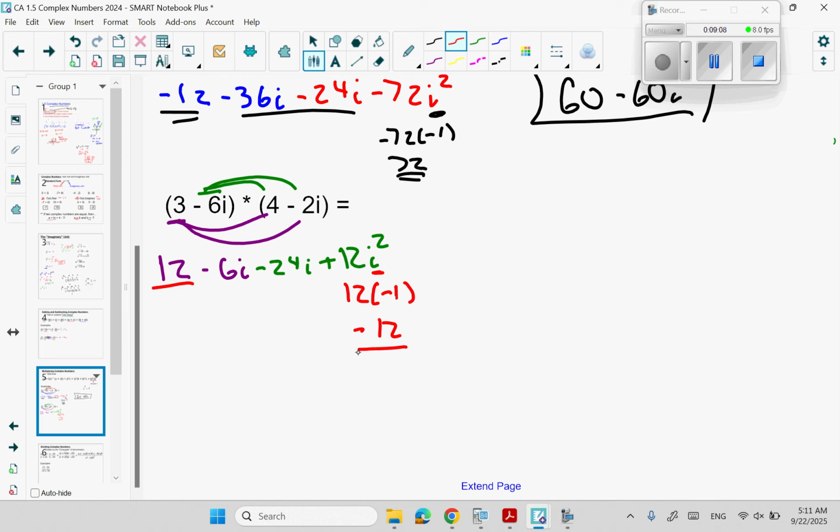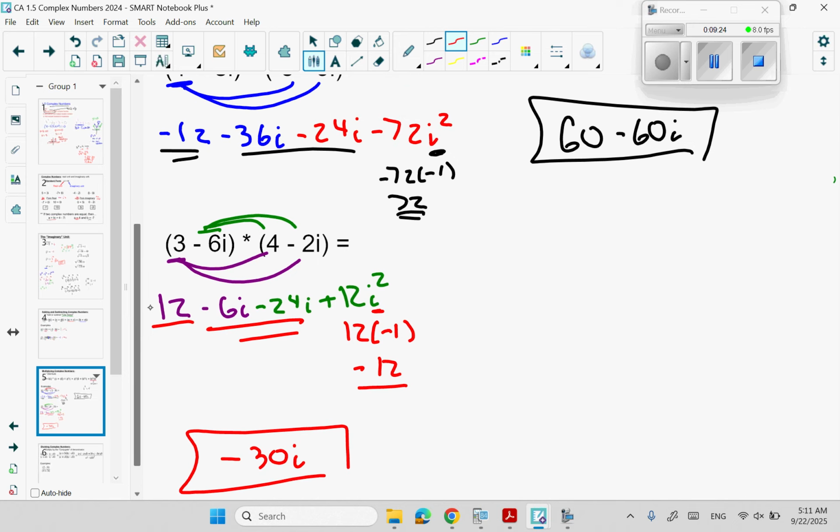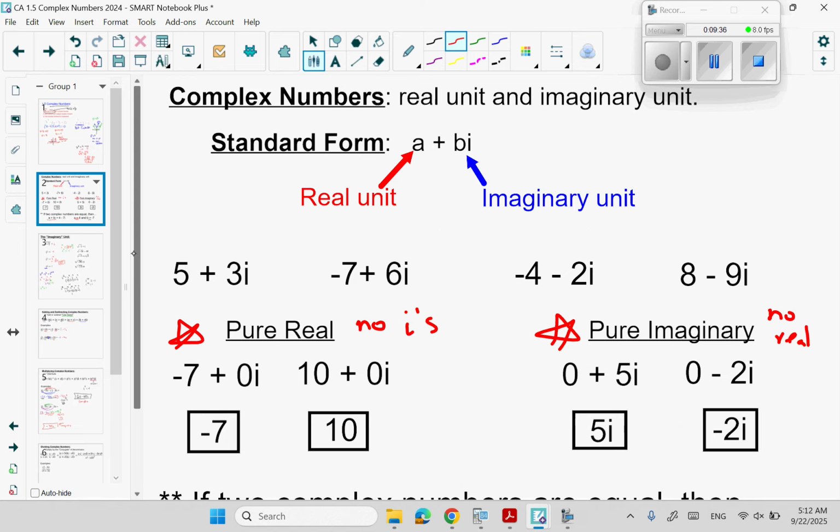Combine my real components. 12 minus 12 is 0. Combine my imaginary components. Negative 6i minus 24i gives me negative 30i. So this first one would be complex. You don't need to write this down, but it's nice to remember. And this would be pure imaginary. Going back to those vocabulary terms from this slide right here.